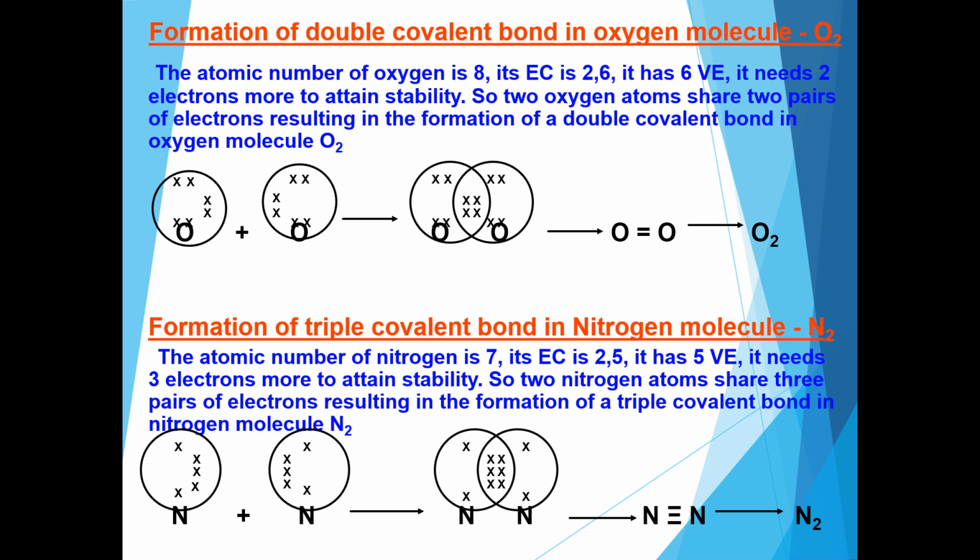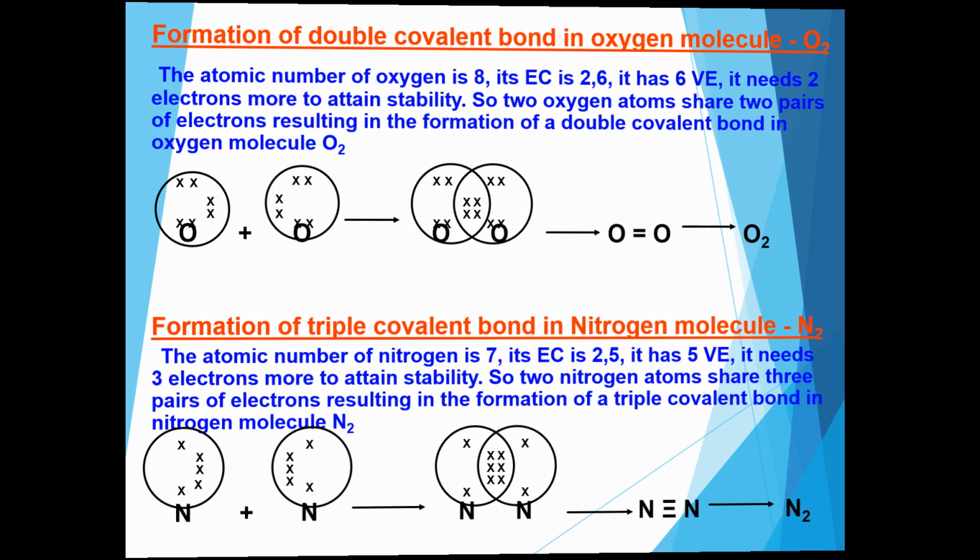Now the next example is of a triple bond by taking the N2 molecule. Nitrogen has atomic number 7, so its configuration will be 2, 5. In the valence shell it has 5 electrons. In order to attain stability, it needs to share 3 electrons. Both the combining nitrogen atoms will share 3 electrons and will form N triple bond N. This way the N2 molecule is formed.